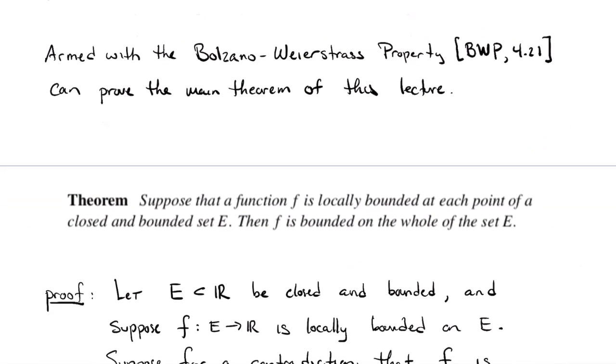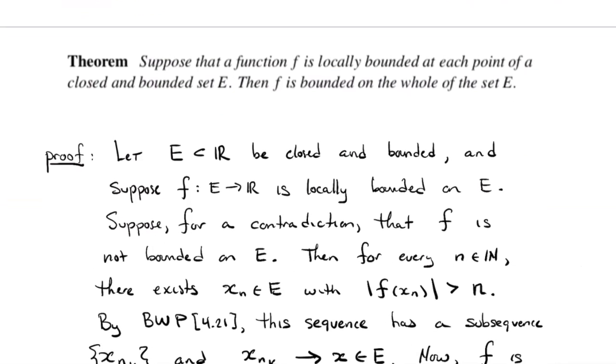Okay, so with this Bolzano-Weierstrass property, or rather its equivalence to the set being closed and bounded, we can prove the main theorem of this lecture. The main theorem of the lecture is that if you have a function that is locally bounded at every point of a closed and bounded set, then it's bounded on that set. Okay, so if the domain is closed and bounded, locally bounded implies bounded.